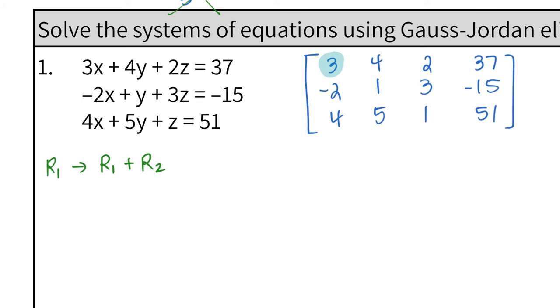So that would give us, so I'm just adding numbers here. 3 plus -2 gives me 1. 4 plus 1 gives us 5. 2 plus 3 gives us another 5. And 37 plus -15 gives us 22. Now the other 2 rows, we haven't done anything to them, so I'm just going to rewrite them.